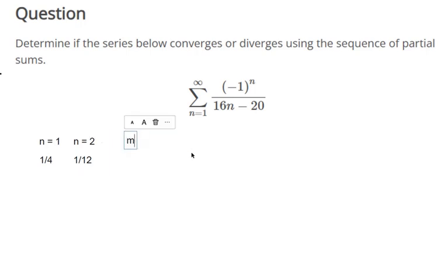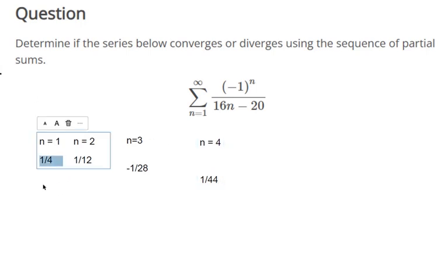For n equals 3, I'm going to plug in 3 up top, so it gives me a -1. So I got positive 28 on bottom, so this is -1/28. For n equals 4, this is 4 up top gives us +1. 16 times 4 minus 20. So I got 1/44. Okay, so we got a sequence of partial sums forming because we're adding up these terms.